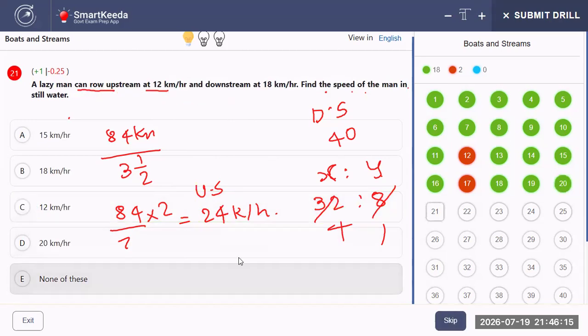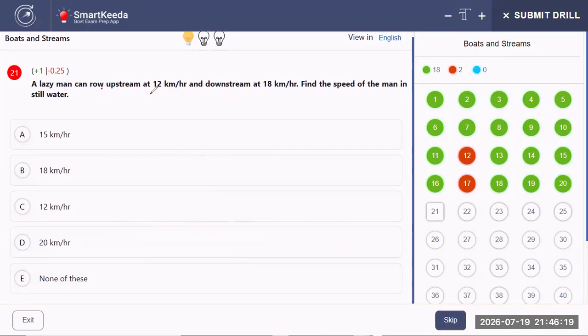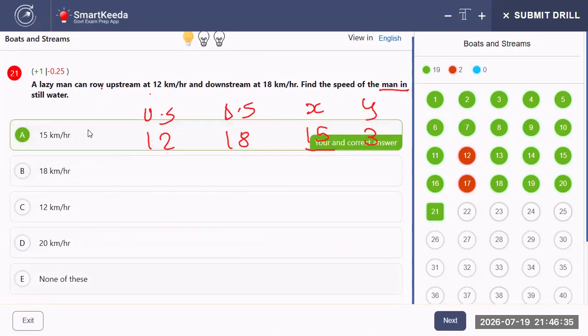Next. A man can go upstream in 12, downstream in 18. So x is equal to 15, y is equal to 3. The speed of the man in still water is 15. Next.